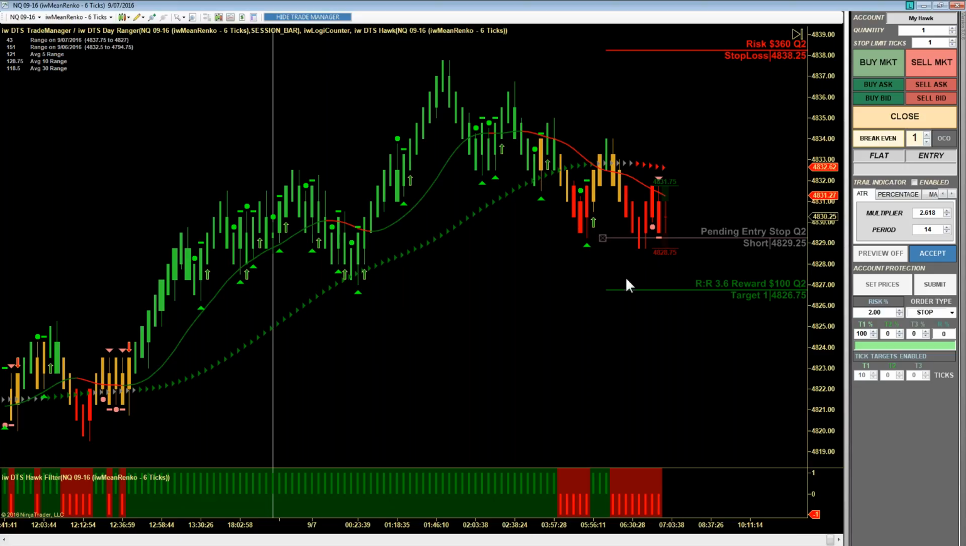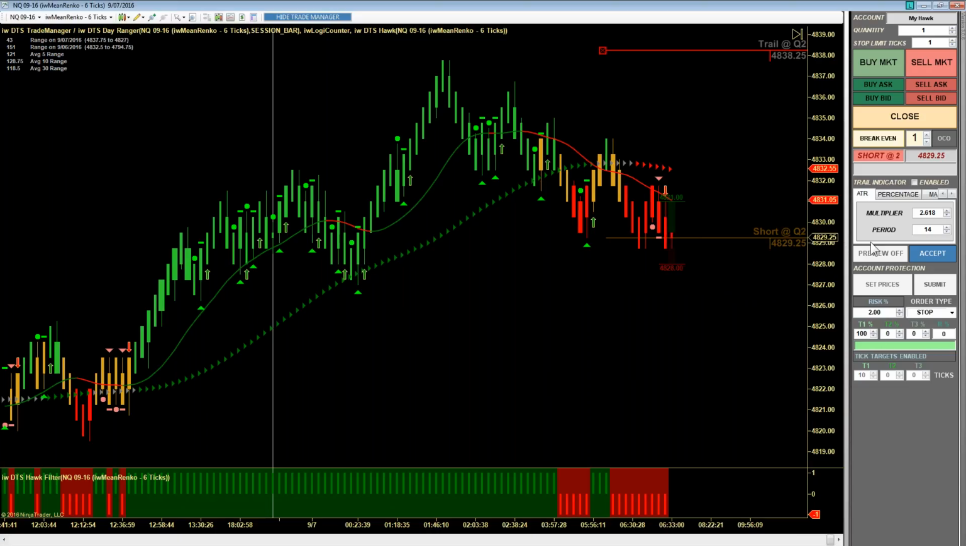If we do engage this order, what I'll do is I'm going to delete my profit target so that I can try to show you how the trailing stops work. There we go. All right, so I'm going to delete my break even and my profit target here.